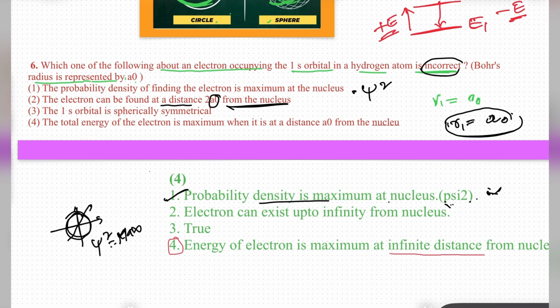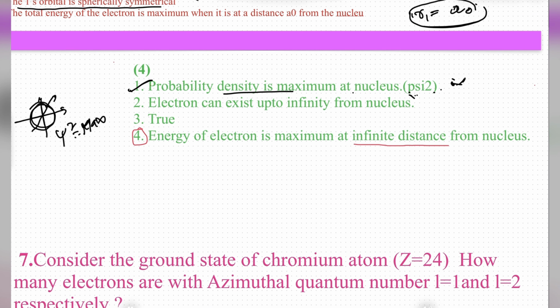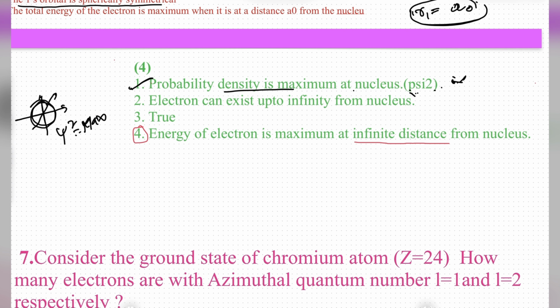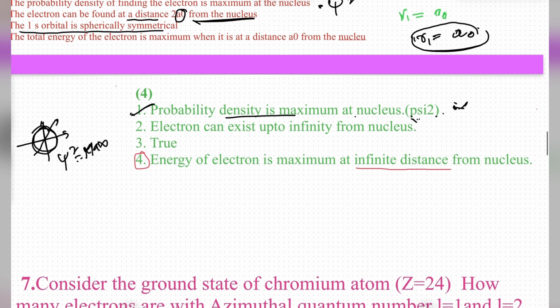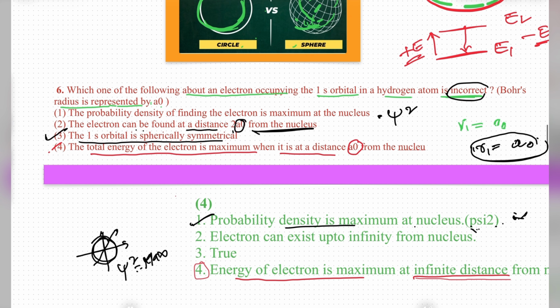No, that is not correct. So this is the incorrect statement. Clear, students? The energy of the electron is maximum at any distance from the nucleus, okay? Any distance from the nucleus, not particularly a naught.